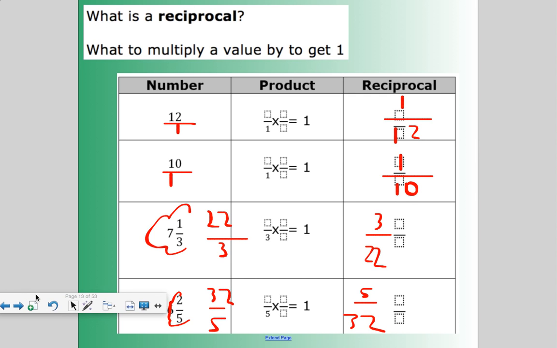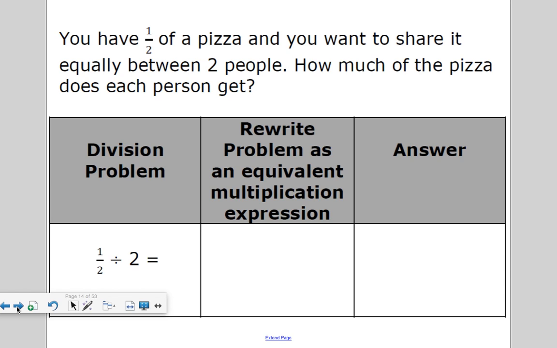Now that we understand the reciprocal, we will use that knowledge to help us divide fractions, because we multiply by its reciprocal. So you have half of a pizza, and you want to share it equally between two people. How much of the pizza does each person get? So you have half of a pizza, you're dividing it into two equal parts. In other words, you're just giving half of the pizza away to each person?